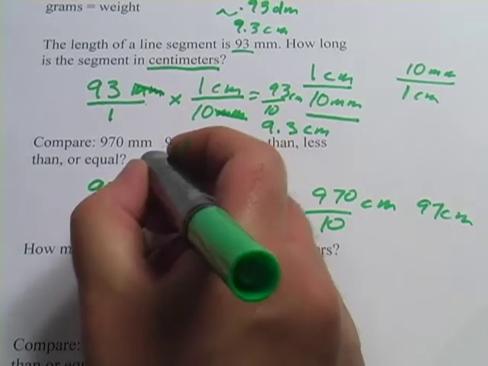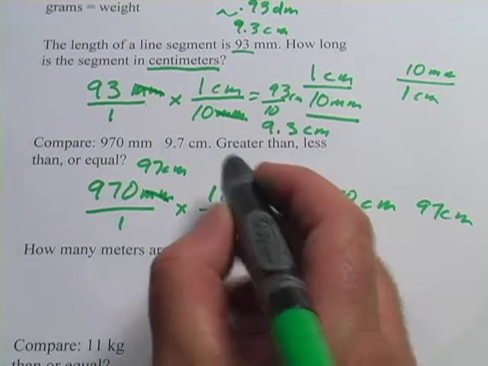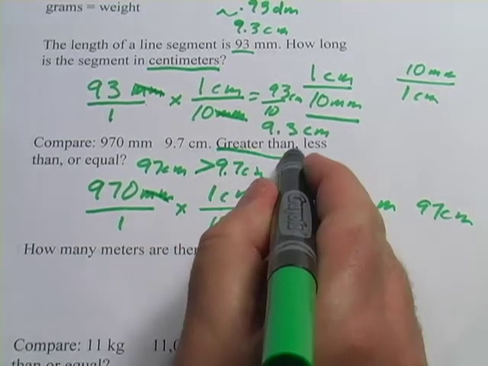So is 97 centimeters greater than, less than, or equal to 9.7 centimeters? Well, that's clearly greater than. So that would be our answer there.